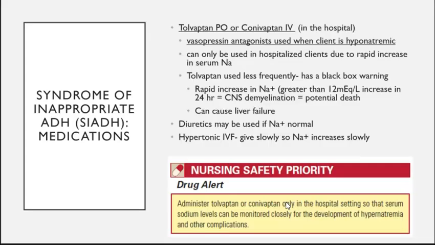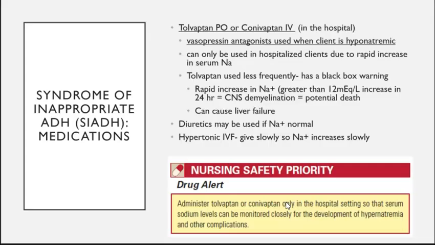we especially use this for hyponatremic patients so that we are not getting rid of the sodium, just the fluid. Remember, we do not want to change that sodium level too quickly because it will demyelinate the neuron and can't come back from that. So tolvaptan is used less frequently. It has a black box warning. A rapid increase in sodium greater than 12 in 24 hours equals CNS demyelination, which equals death. It can also cause liver failure.